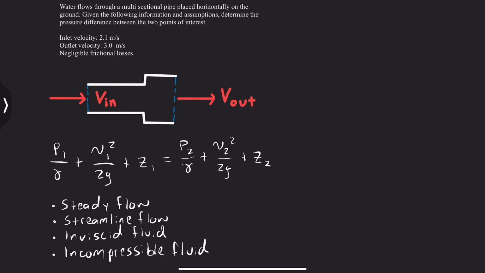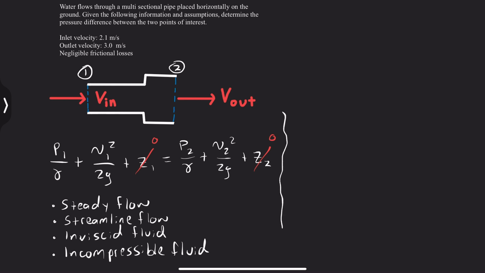So since this pipe is horizontally placed on the ground, there's no height difference playing a role in the flow. So we can cross these out to 0. We're asked for the pressure difference between point 1 and point 2. Maybe I'll label that point 1, point 2. So since we know the velocities at both ends, and we can calculate the specific weight of water relatively easy, we can calculate the pressure difference.